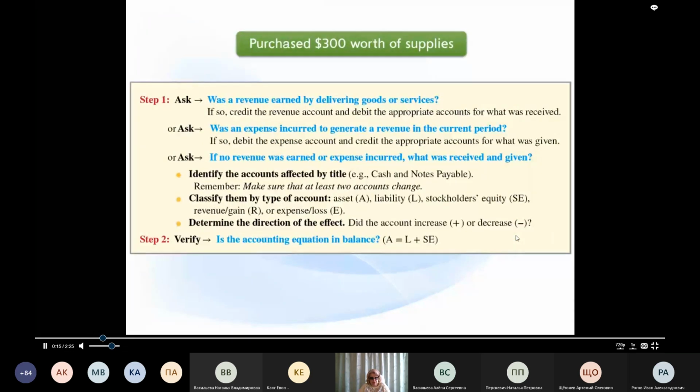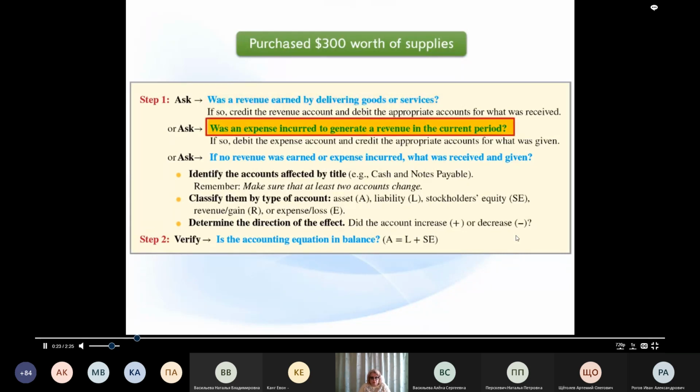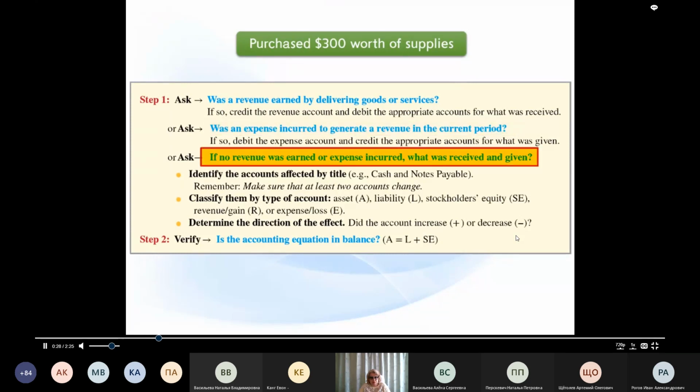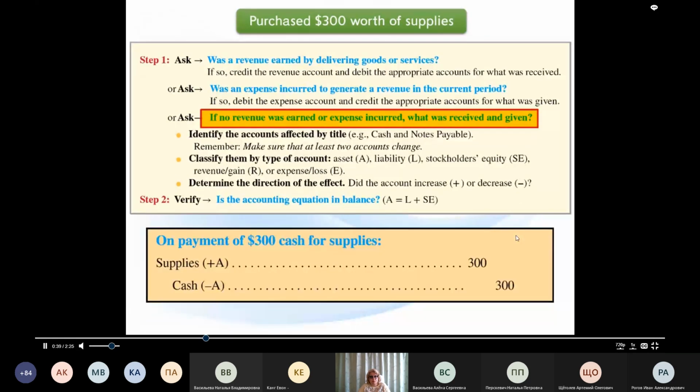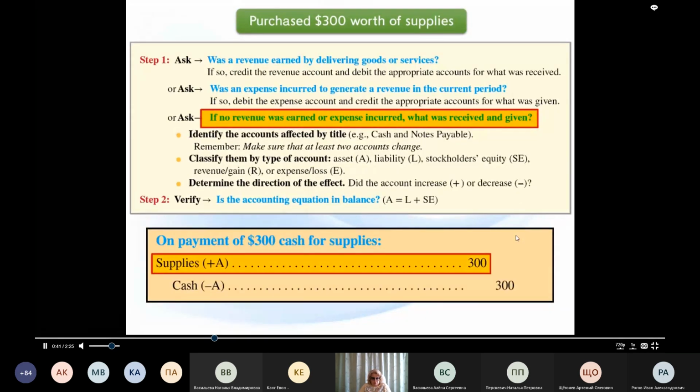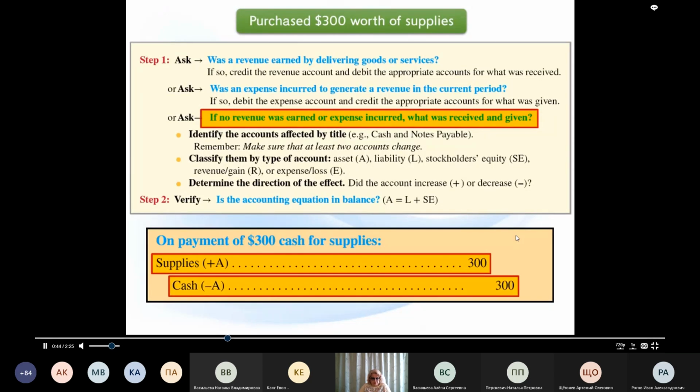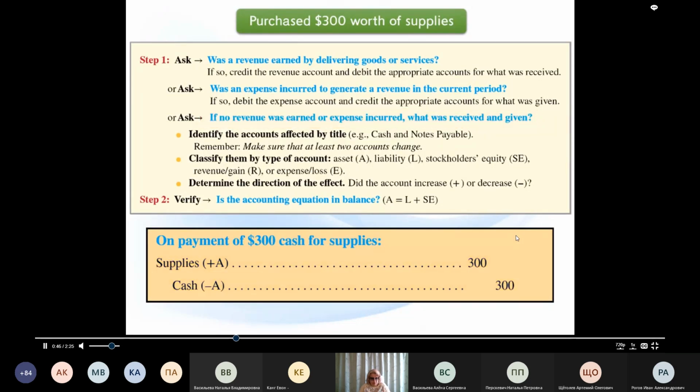Let's assume that Deanna's company purchases $300 worth of office supplies on January 2nd. Let's start by asking whether a revenue was earned by delivering goods and services, or an expense was incurred to generate revenue in the current period. Since the answer is no, let's ask what was received and given. The company received supplies which have future benefit and gave cash. With this in mind, the entry to record this transaction includes a debit to supplies to increase that asset account, and a credit to cash to decrease that asset account.